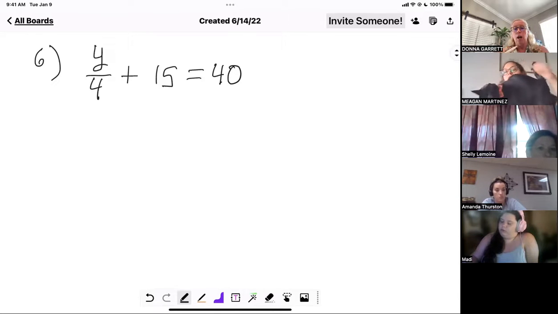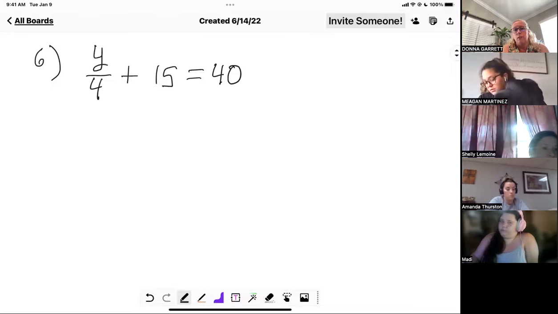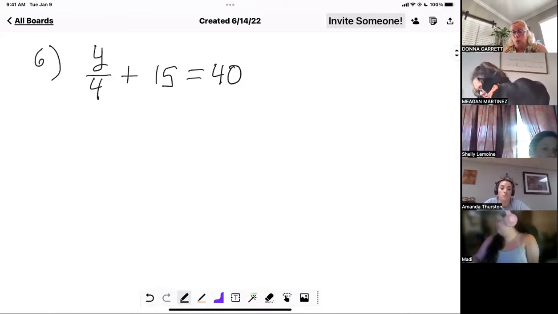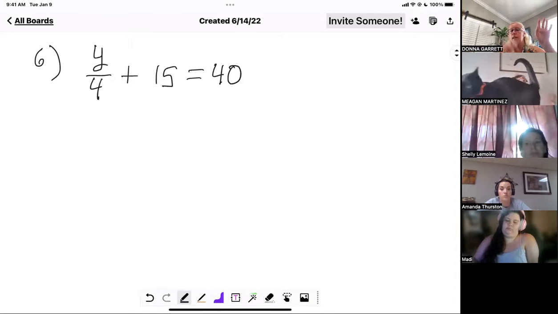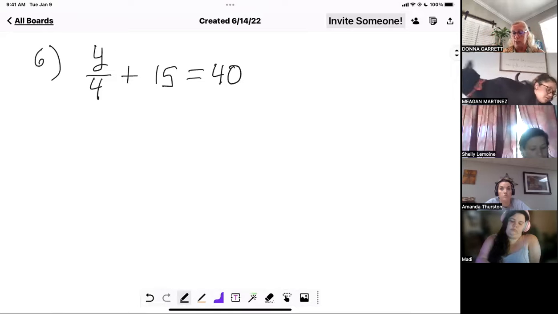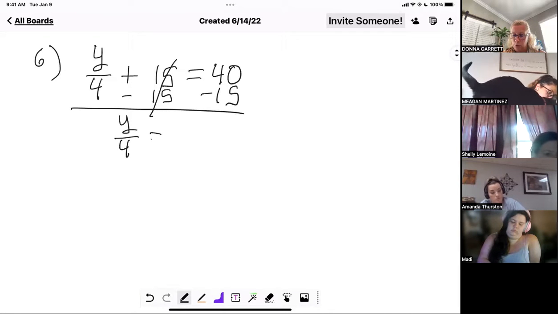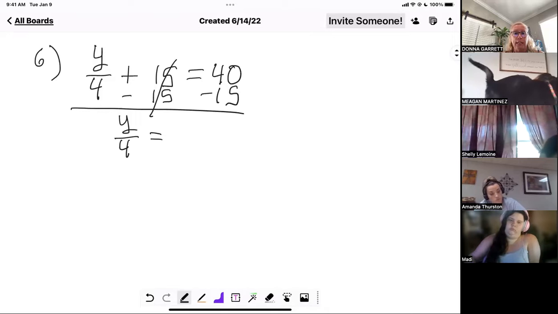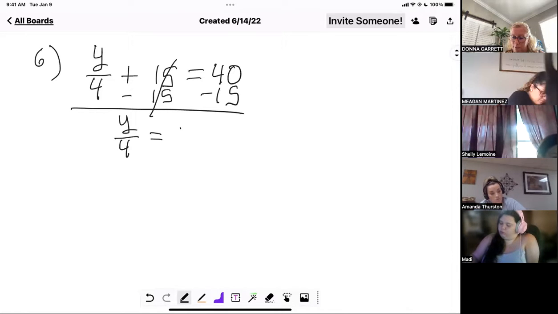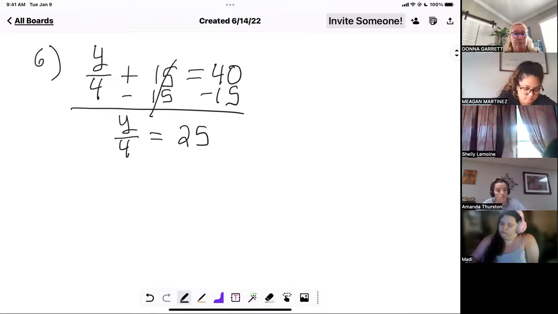Okay, so I only have one y. It's on the left, with the 4 underneath it. So I have to get my numbers together. I have to move this 15. My y is on the left, so I have to get my numbers on the right. So subtract 15, and that's because 15 will go away. I'll be left with y over 4 is equal to 40 minus 15, 25. Yes, 25. I had to check that.